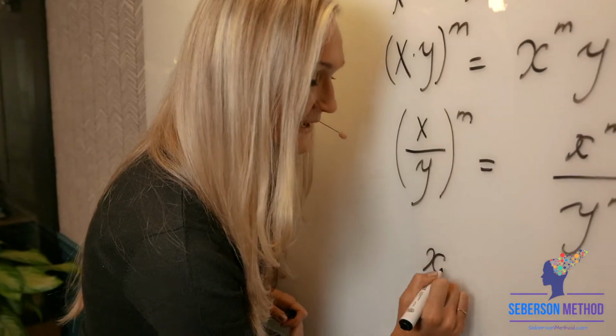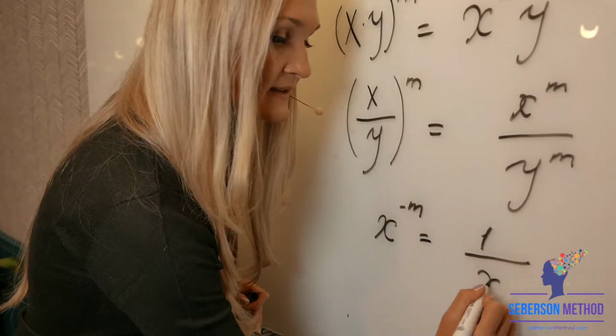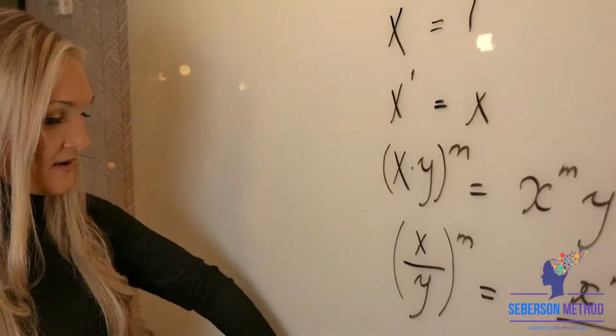What happens when x is raised to a negative m power? What we're going to get is 1 over x raised to m power. So now we have 5 rules here. Let's have 5 more on this side.